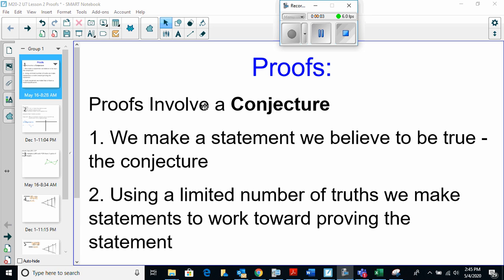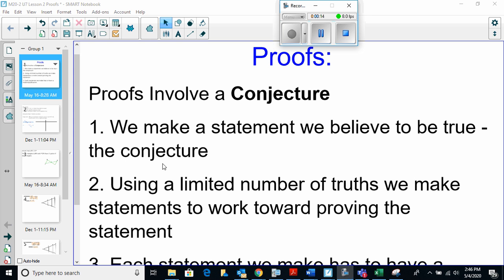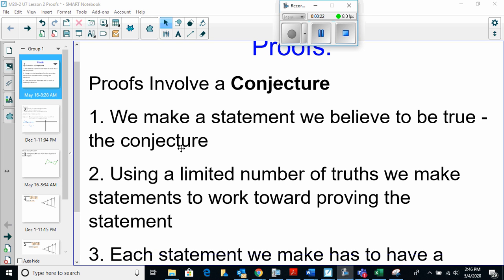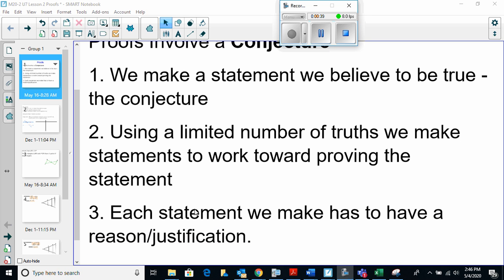Okay, so today we'll start with the third lesson on properties of the angles, and it is proving. So proofs involve a conjecture. What is a conjecture? When we make a statement we believe to be true, this is the conjecture. The strategy that we use in proofs is that with a limited number of truths, we can make the statement, and each statement will have a reasoning, a justification.